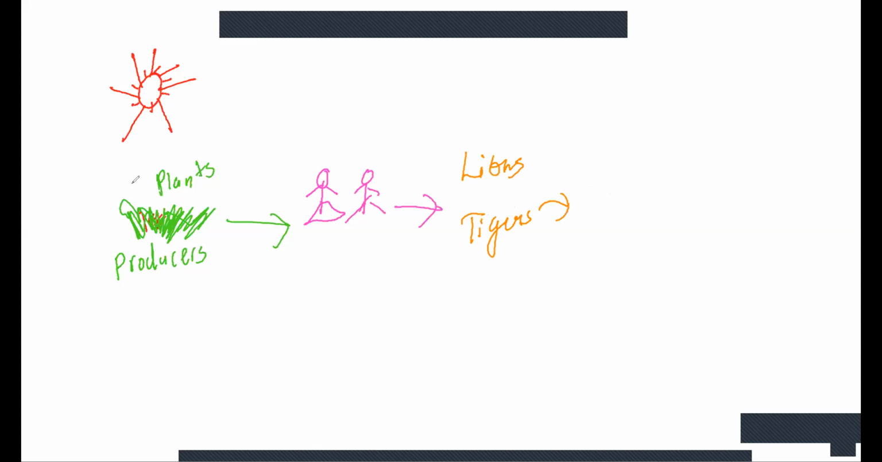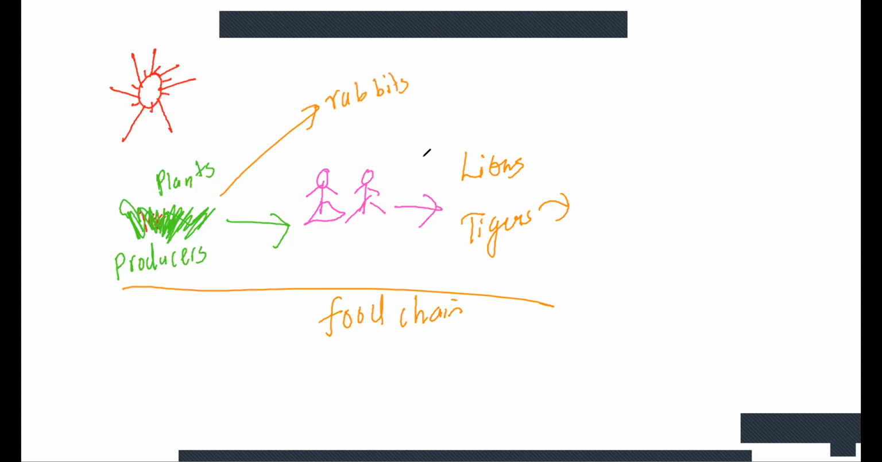So this is called a food chain. But if I connect, for example, plants are also eaten by rabbits, animals. Or zebra, yes, horse, and then rabbits are eaten by zebra.